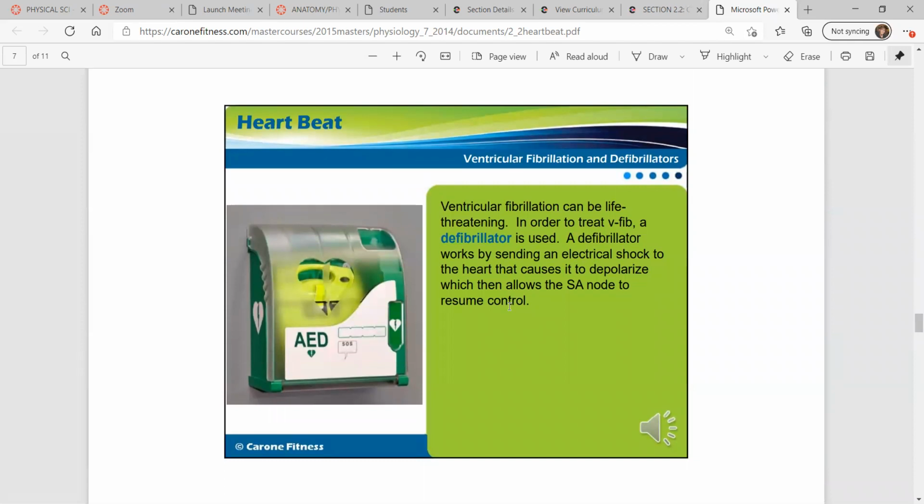Ventricular fibrillation can be life-threatening. So in order to treat that, a defibrillator is used. This works by sending an electrical shock to the heart that causes it to depolarize, which then allows the SA node to resume control.